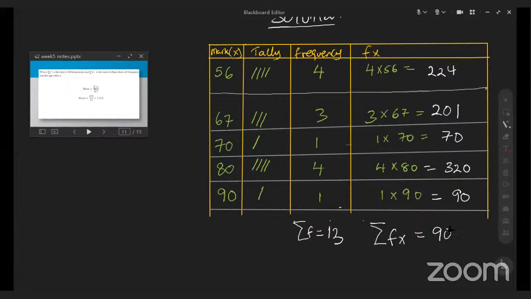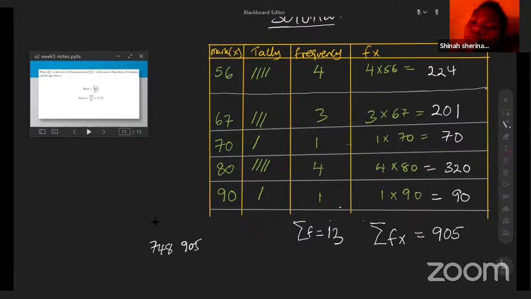905. Can we confirm? Trevor, have you got the same thing? Not Shami, I got 748. 748? Yeah. Okay. Who else? Vanessa, what did you get? I got 905. Uh-huh. Trevor has given us the answer. 681. Are you sure?